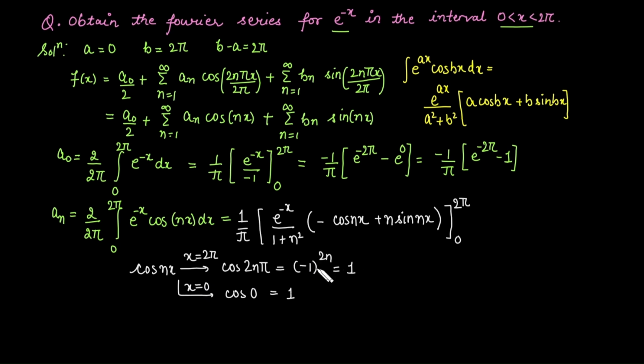Now why is it getting a 1? Because we are taking an even number. Minus 1 raised to power an even number is always 1. So for the upper limit as well as the lower limit, this quantity is 1.